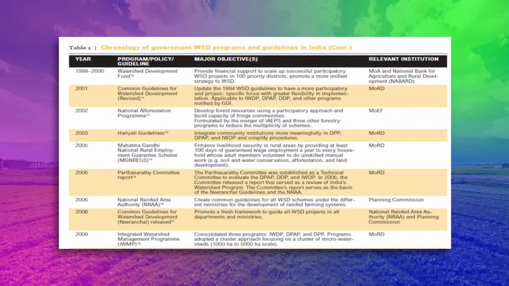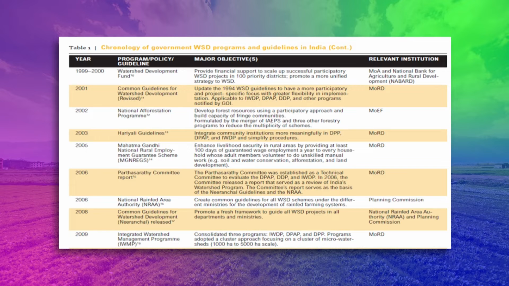Then in 1999 to 2000, you will find the Ministry of Agriculture and NABARD, with an objective of financial support to scale up successful participatory watershed development projects in 100 priority districts, and to promote a more unified strategy for watershed development programs. A very interesting thing is that, around the end of the last century, we were focusing on effective implementation of those success models in other parts of the country. So, by 2006, the National Rainfed Area Authority was created with an objective to create common guidelines for all sustainable watershed development schemes under the different ministries for development of rainfed farming. It was working under the Planning Commission.